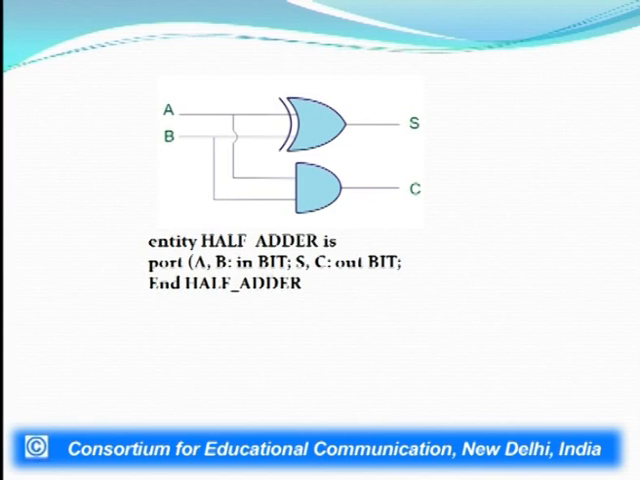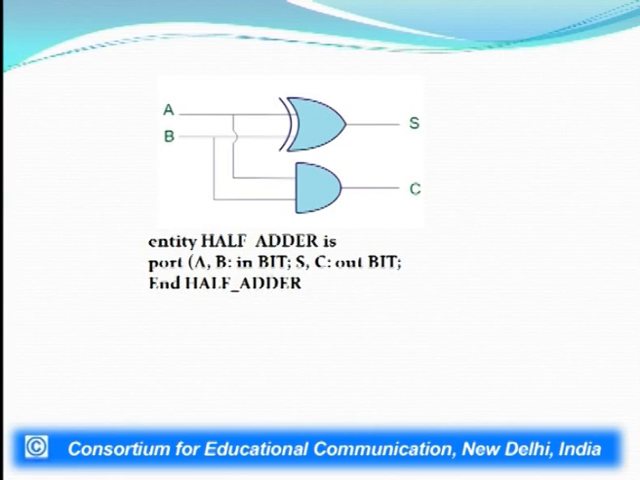So, I use the keyword entity and give a name to this entity, like I have given half underscore adder. Any name can be given depending upon the user requirement, followed by the keyword is. So, entity half adder is, then I use the keyword port. Now, this keyword port indicates the input and output ports, wherein I define all the ports which are going to be getting the input from the outside world and delivering the output to the outside world.